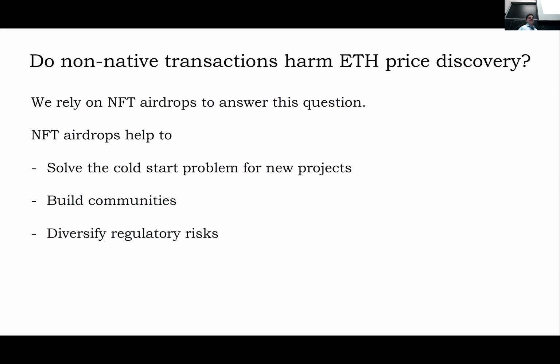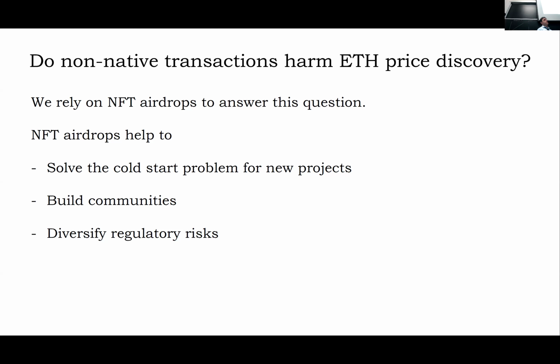So now, how do we test this empirically? We are relying on NFT airdrops. So what is an NFT airdrop? We're not using NFTs because they're trendy and catchy, but because they're a very good instrument. NFT is essentially a digital representation of art or objects and so on. And airdrop means that you distribute this token for free. So why would you do that? Because you want to incentivize users to adopt the platform.